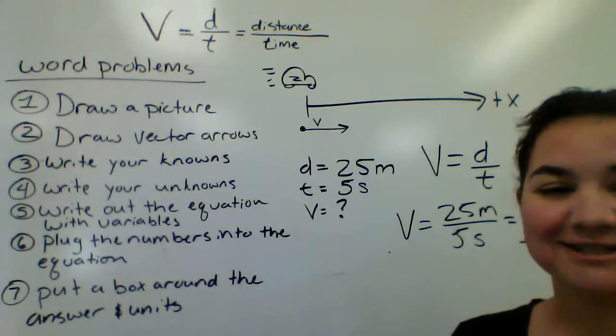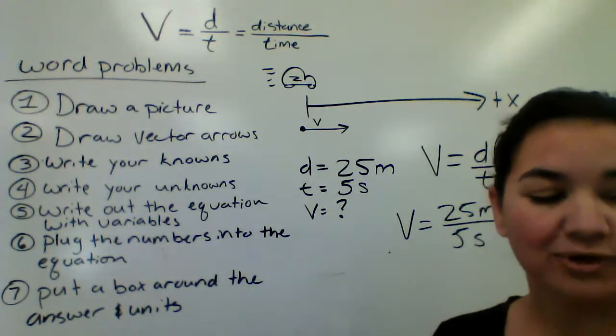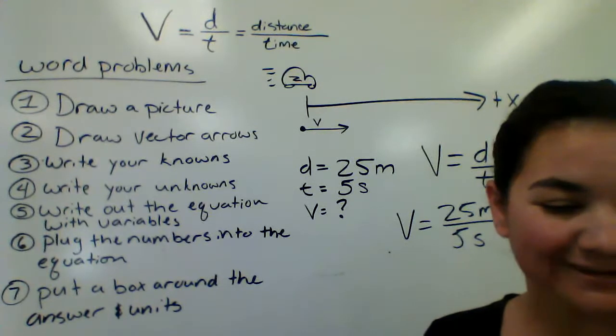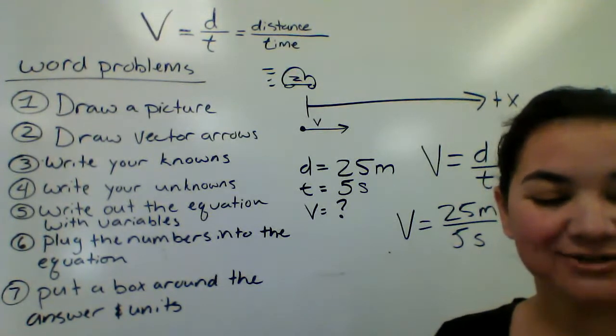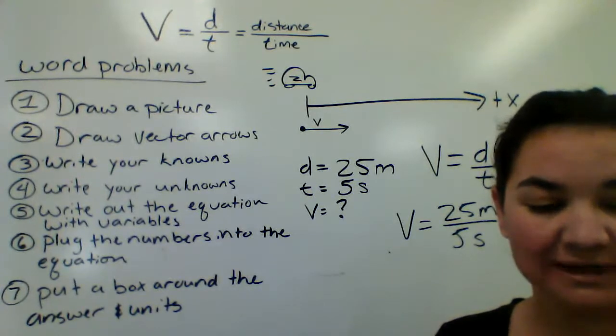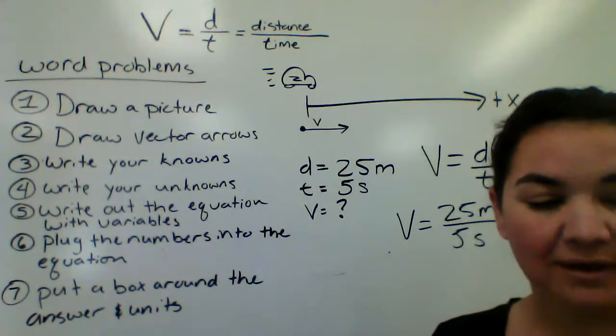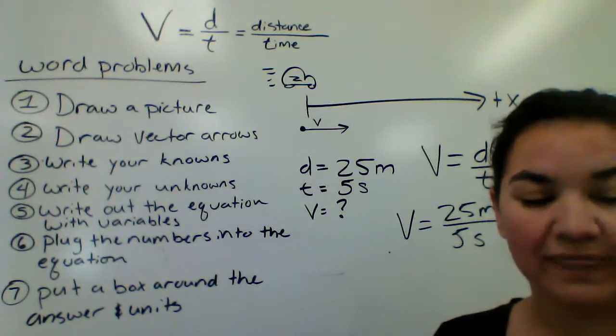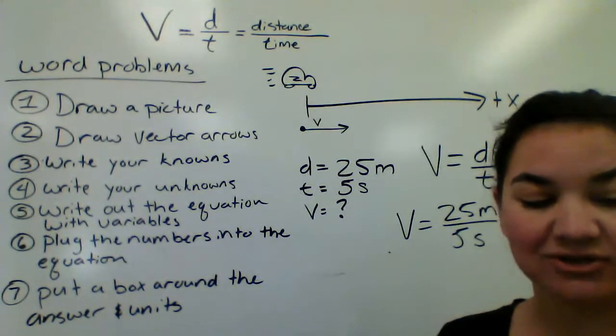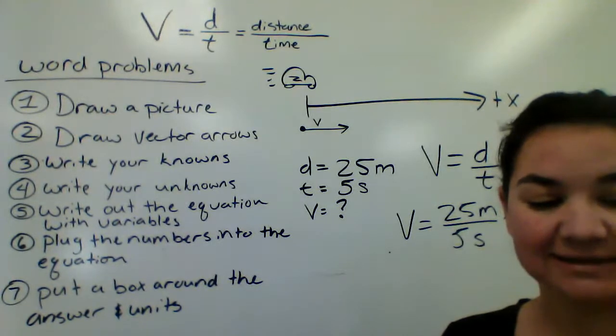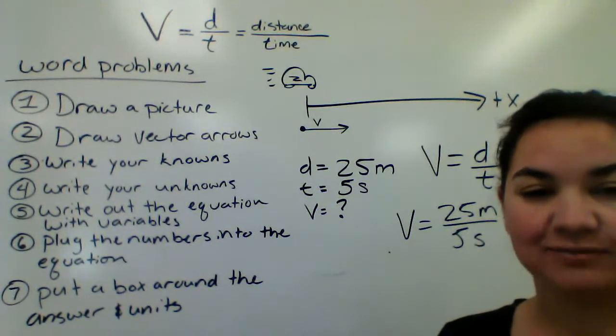Okay, the next question is a little bit more interesting. A bullet traveled 1,700 meters in 2 seconds. What was the velocity of the bullet?